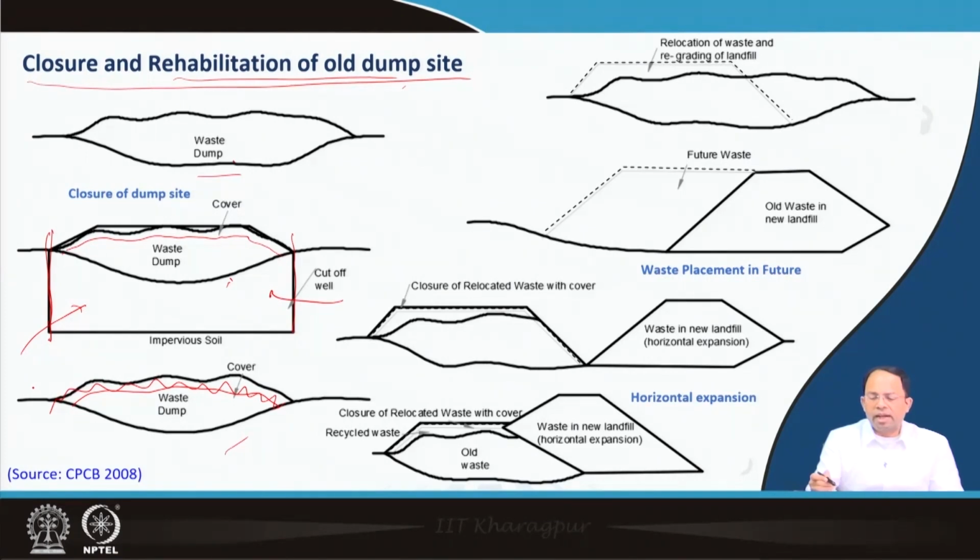In that case, what we can do is take an existing landfill site like this, relocate the waste and regrade the landfill. So we can assume that this is going to be the design of this landfill. We can shift this waste to this site. As you can see, we are moving the waste, giving it a shape, putting a proper cover on it, and then we can have excess area available for future waste. Or in this case, you can close this existing landfill site like this.